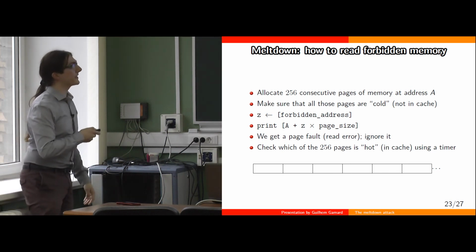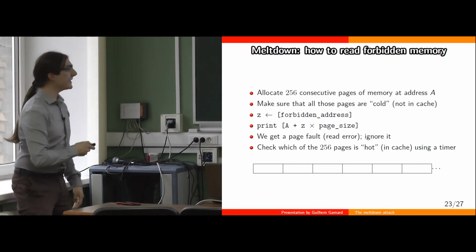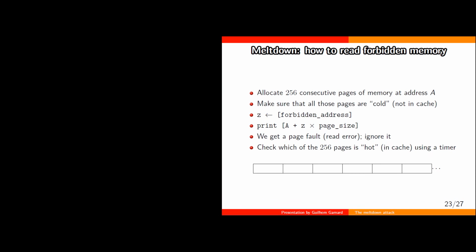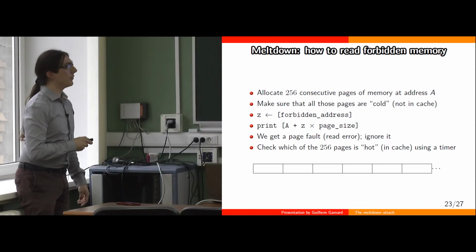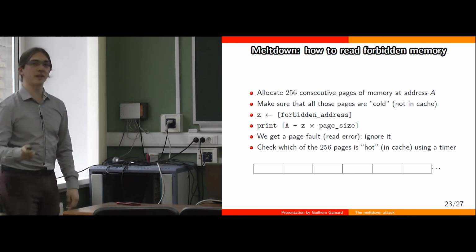But of course, at some point, the CPU is going to realize that, hey, this is forbidden. Don't do this. So at this point of time, we get a read error. But we got a read error, and we still had time to load the page number Z out of our 256 somewhere in cache.